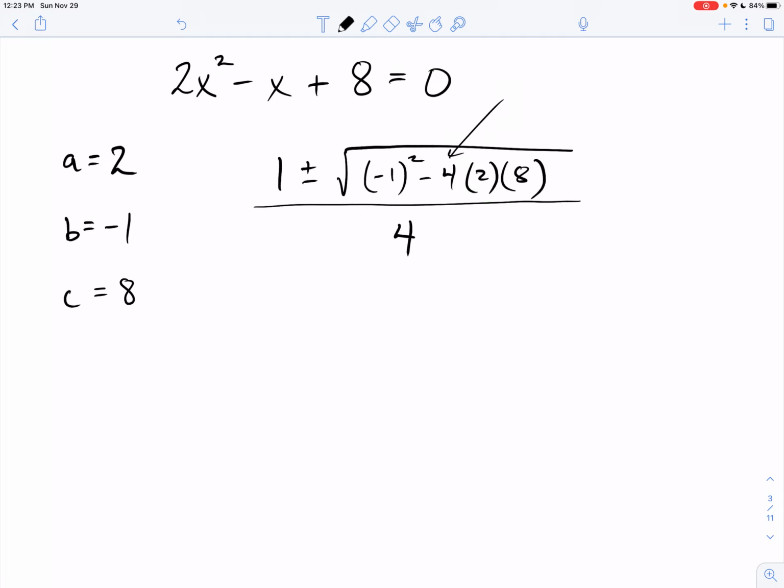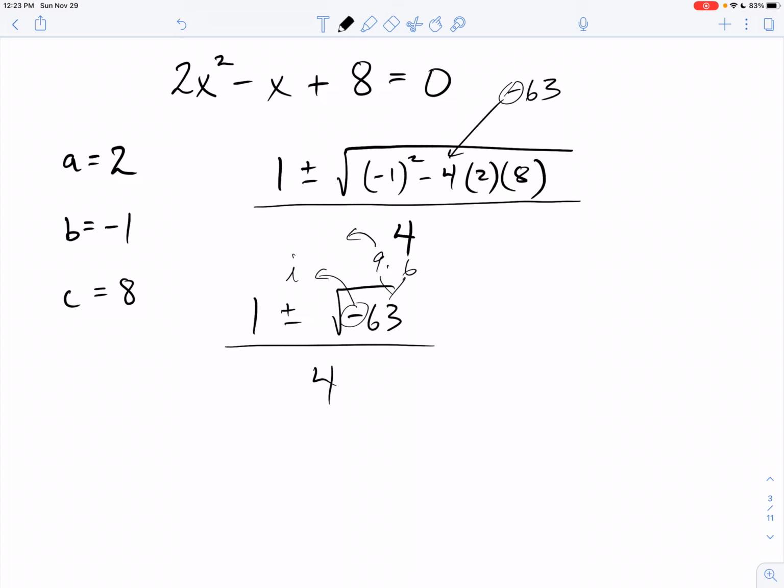Okay, sometimes I get ahead of myself. That's negative 63. Well, what the heck? I see some i is about to pop out of that thing. See, 1 plus or minus square root negative 63 over 4 is not simplified. I can poke out my eyes. I can also say, hey, 63, you look like you're 9 times 6. And I could pull out a 3.